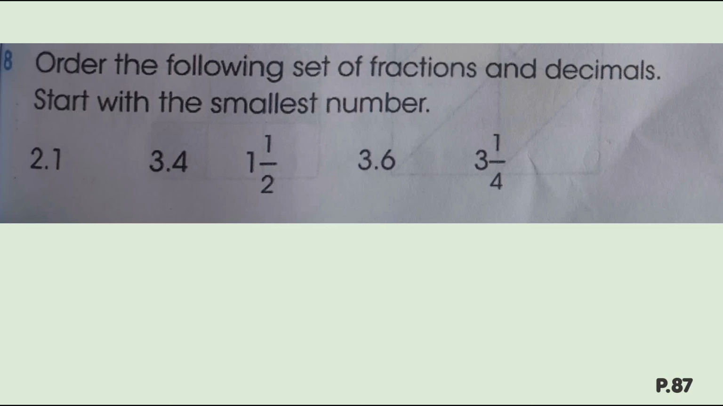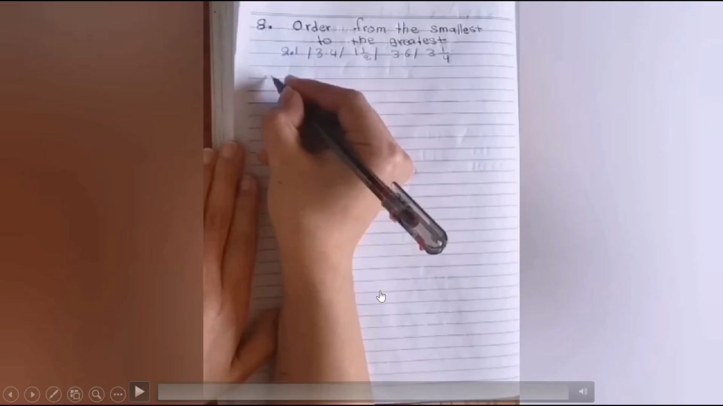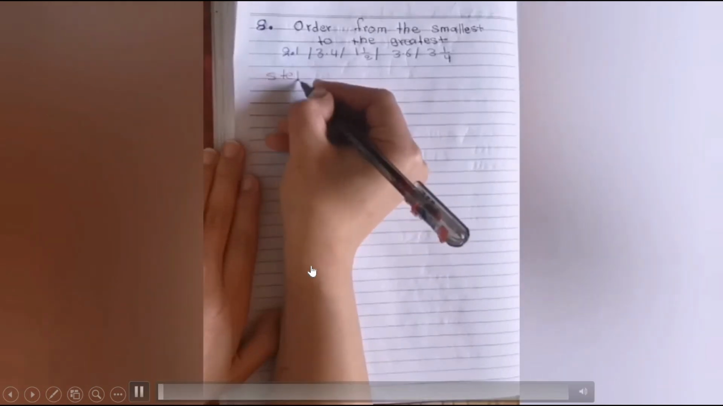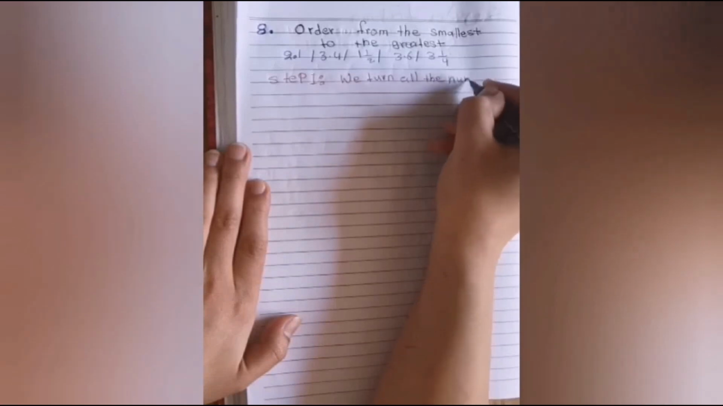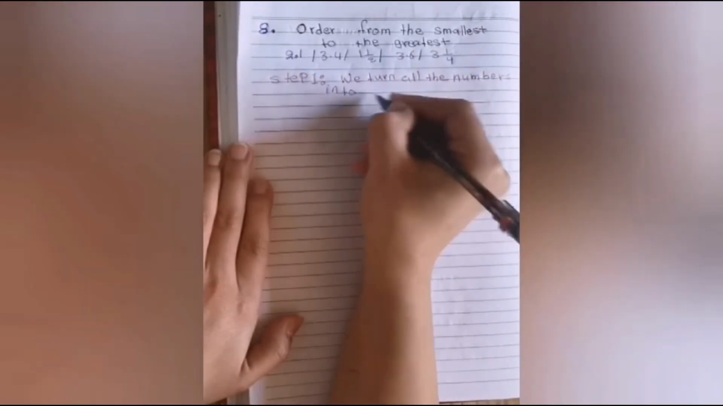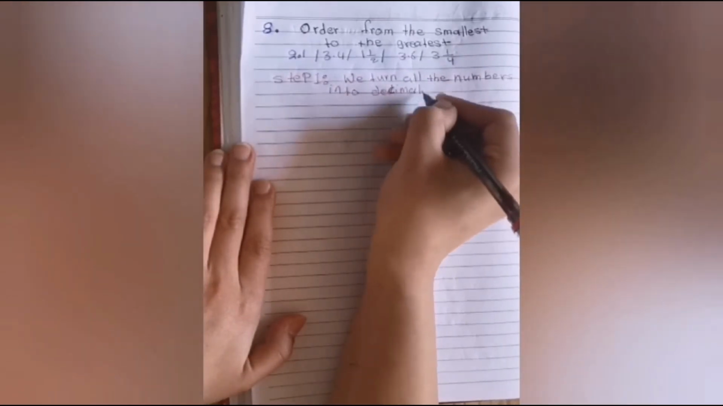In our last activity, we should order these fractions or these numbers from the smallest number to the biggest number. It will be easier if we turn them all into decimals. Ordering them will be easier if we turn all the fractions into decimals. Let's watch how we should turn them into decimals. Again, we turn all the numbers into decimals.